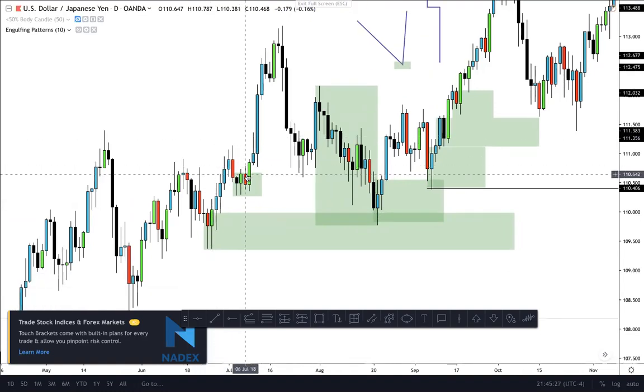Supply and demand is not supposed to be hard to identify. If you find yourself having trouble lining up the candles for the base and you find it's hard to identify, then it's probably not a good zone to trade. Good zones are easy to spot, right?